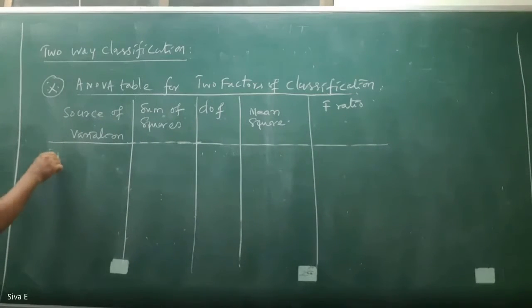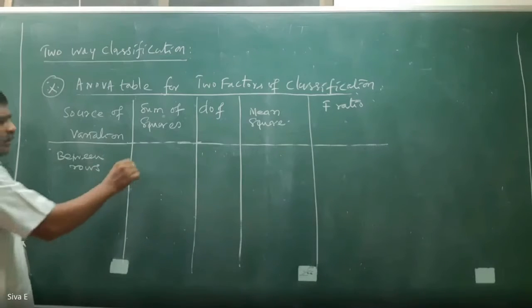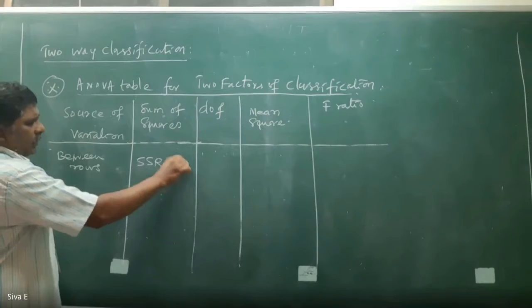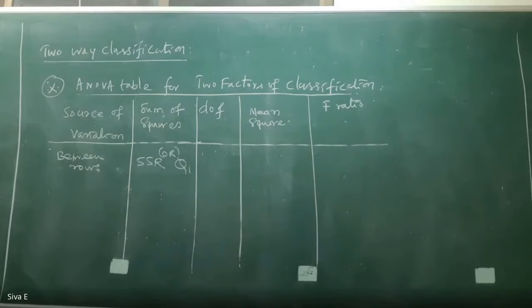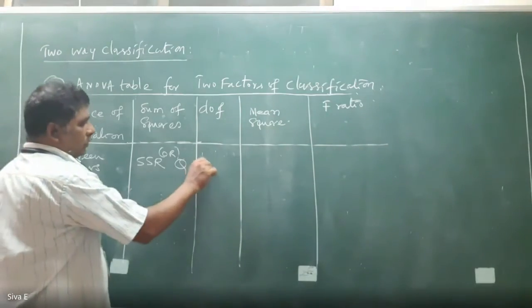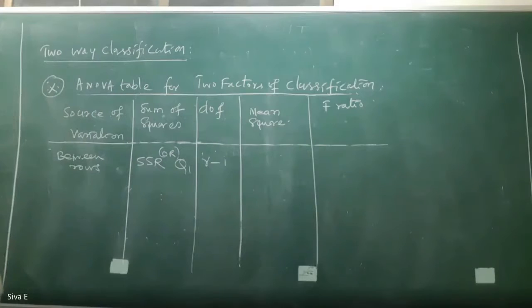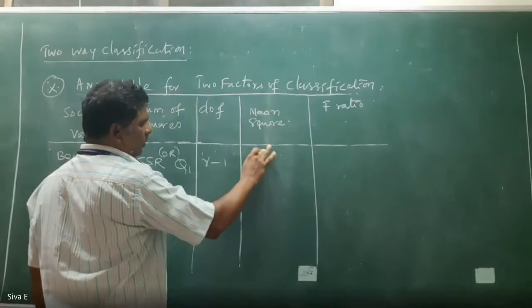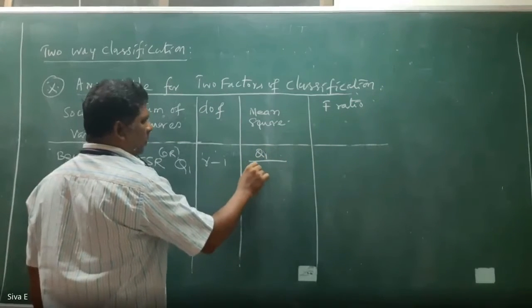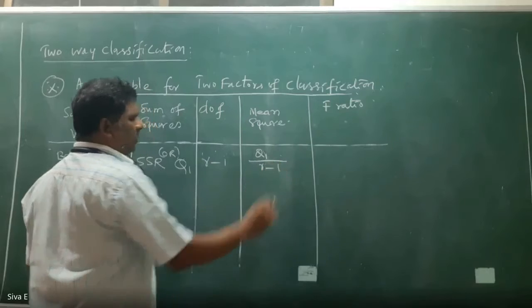Source of variation: between rows. Sum of squares is SSR or Q1. R minus 1 is the degrees of freedom. Mean square value is Q1 by R minus 1.